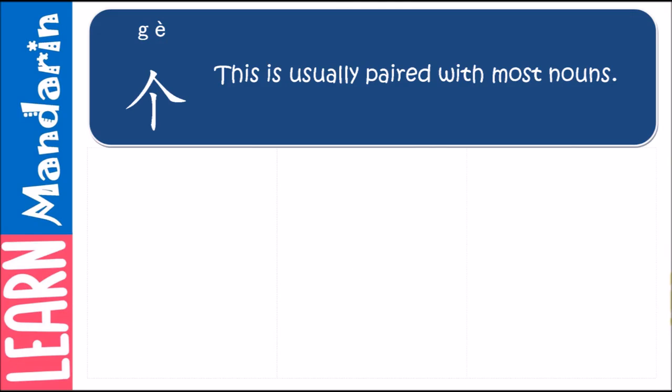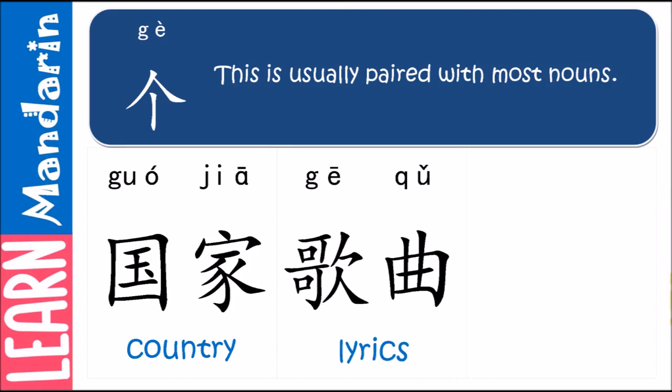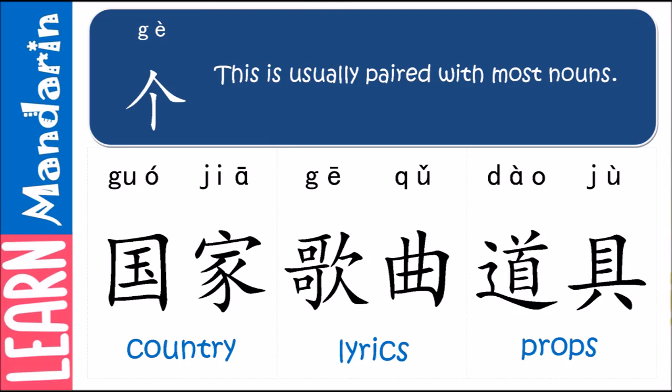The first on the list is the measure word 个 that is commonly used by foreigners. This measure word is usually paired with most nouns. Examples of nouns that are commonly paired with the measure word 个 are 国家、歌曲, and 道具.